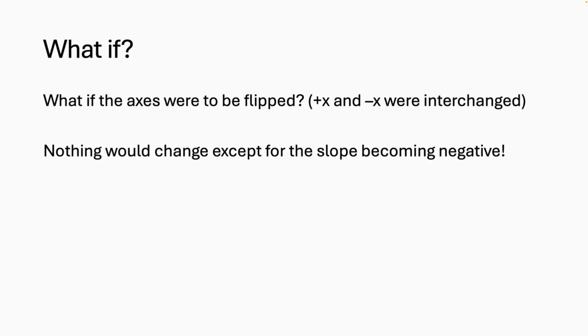So let's ask some what-if questions. What if the axes were to be flipped? For example, what if the positive x and negative x axes interchanged? Well, nothing would change except for the slope becoming negative if the axes were to switch. The line would appear to be sloping downwards since time would be moving from right to left in the graph.